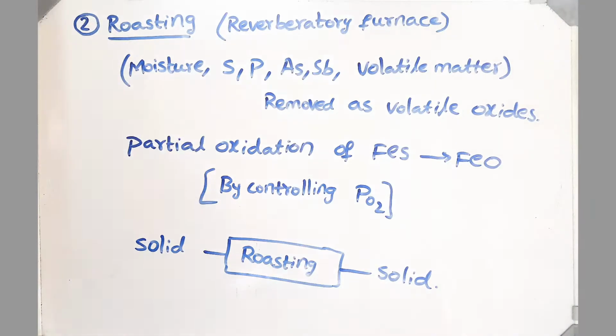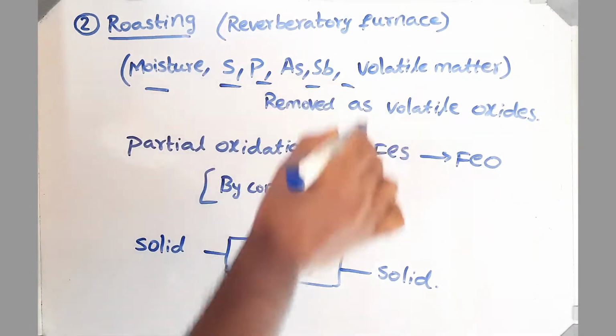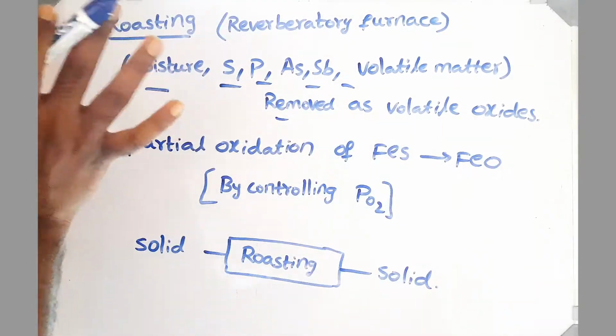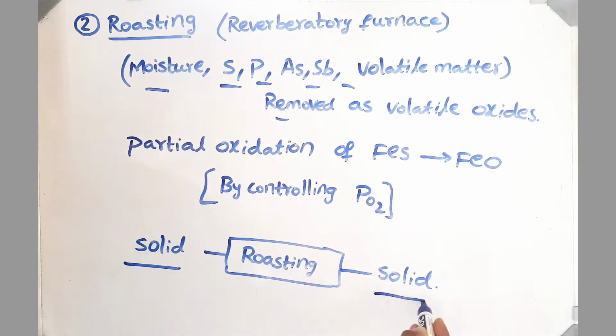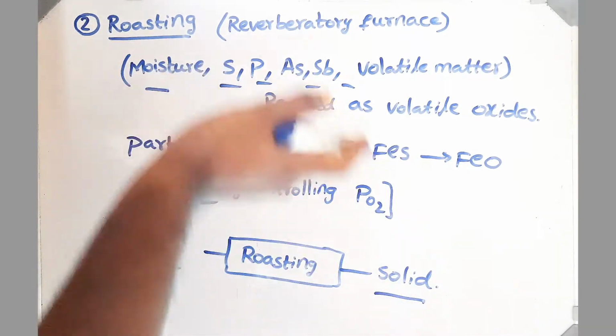Friends, second step is roasting. We usually do this in a reverberatory furnace. During this step, moisture and many other impurities and volatile matter are removed as volatile oxides. Here we need to understand our reactant is solid and the product is also solid. So all those oxides which are volatile got removed.